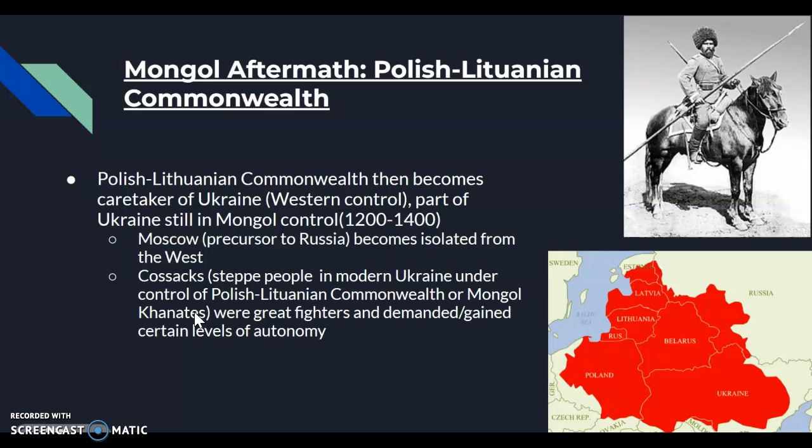But even at this point, you can see some kind of a desire for greater autonomy and potentially even sovereignty from the Ukrainian peoples, or ancestors of the Ukrainian people, specifically the Cossacks, who were the steppe people in modern Ukraine. They were great fighters, and they demanded and even gained certain levels of autonomy or freedom from the Polish-Lithuanian Commonwealth.